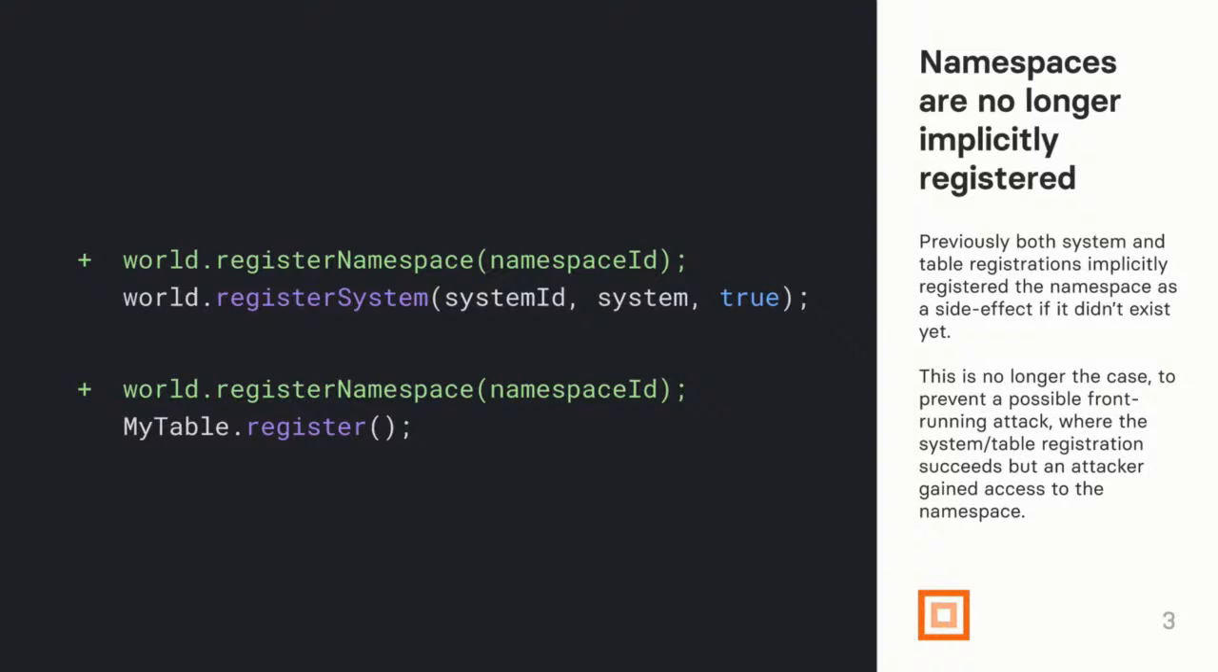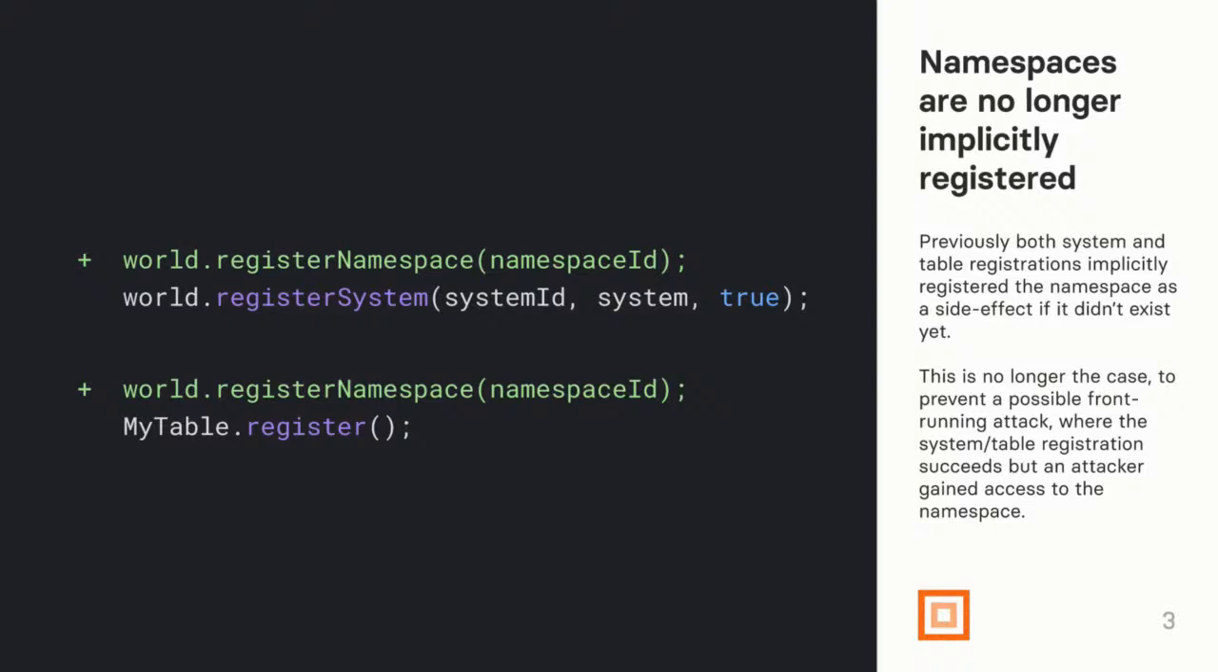Now the next breaking change is also related to namespaces. Previously, registering systems and registering tables implicitly also registered a namespace if the namespace didn't exist yet. However, that would have made a front-running attack possible. The front-running attack would have worked as follows.